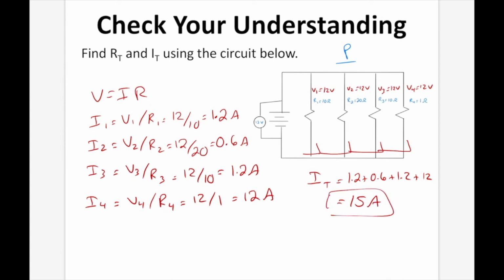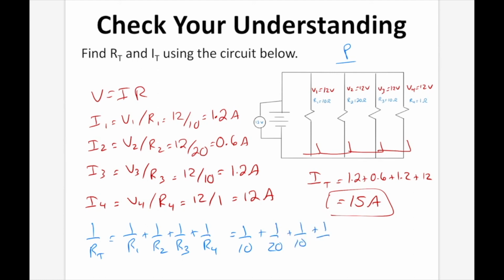The second thing we need to find is RT, and that's a little more complicated. We say that 1 over RT is equal to 1 over R1 plus 1 over R2 plus 1 over R3 plus 1 over R4, which is 1 over 10 plus 1 over 20 plus 1 over 10 plus 1 over 1. 1 over RT equals 1.25. Now to find RT, we do 1 divided by 1.25, which is equal to 0.8 ohms. And that's our answer.